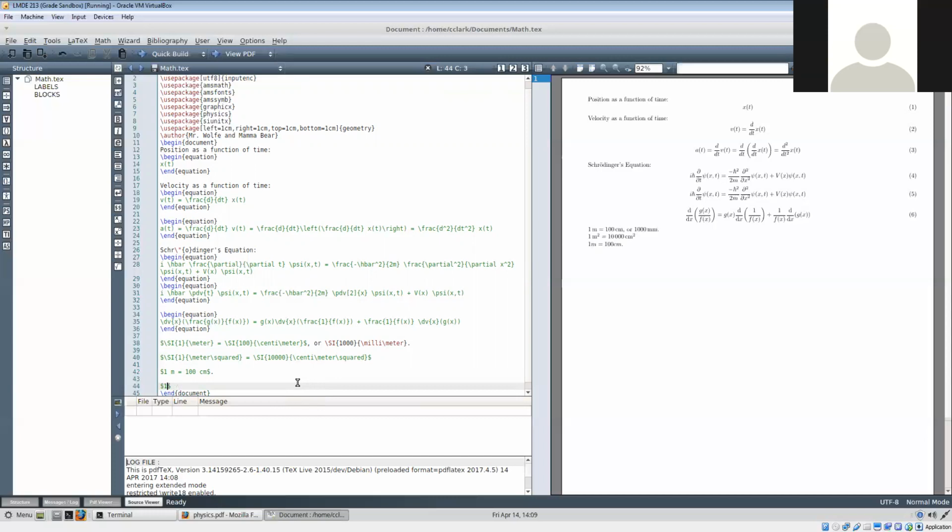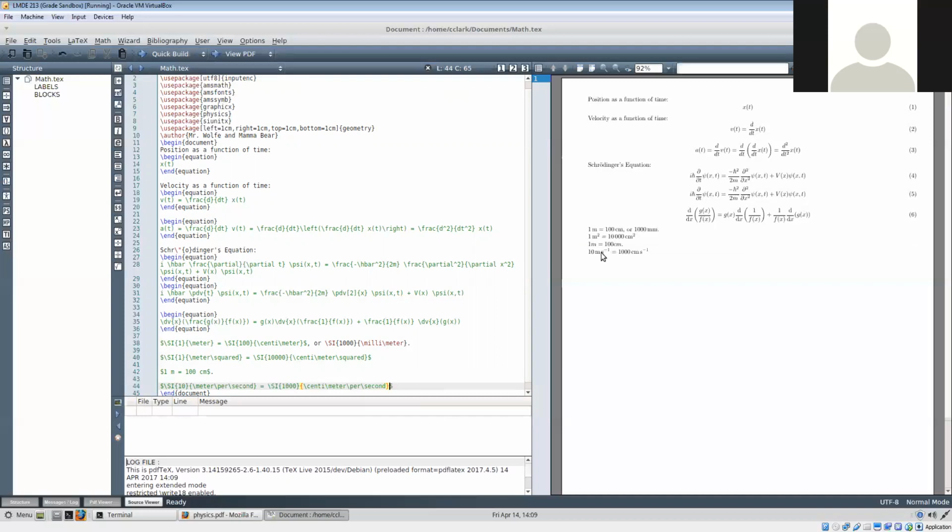So 1, or SI 10, meter per second is equal to 1,000 centimeter per second. And it puts the fraction or the negative exponent up here for you.